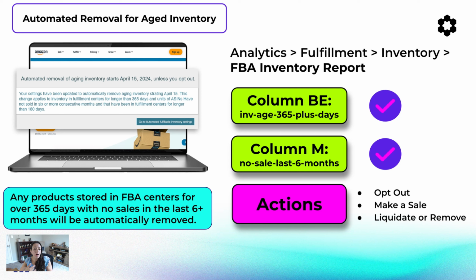You can opt out so that Amazon doesn't automatically remove your inventory. You can make a sale so that all of a sudden, you don't have 0 sales in that last 6 months. And then you could also liquidate or remove those items. Removal, that's what they're doing anyway, but liquidation could give you some cash back so that you're not just paying to have the inventory removed. You're actually attempting to get Amazon to liquidate it so that you can get a little bit of money back instead of just being charged.